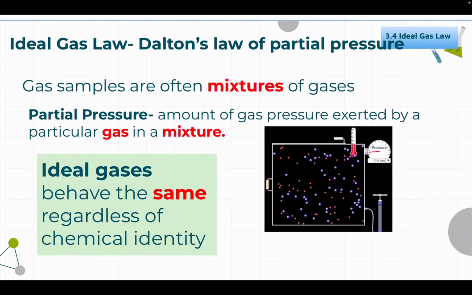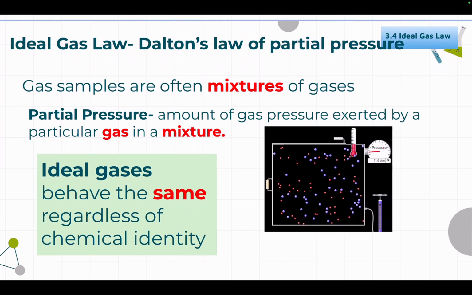Now we're going to talk about Dalton's law, partial pressures. So gases are a lot of times a mixture of more than one gas. Partial pressure is when we're just talking about the pressure exerted by one part of the mixture, that one particular gas in the mixture. And just so you know, ideal gases behave the same.